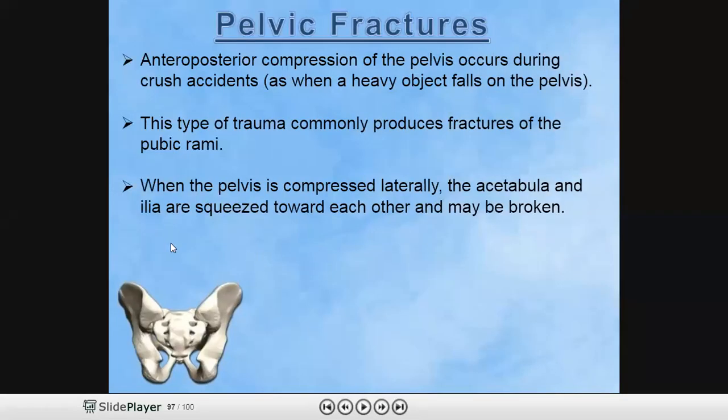So when you talk about clinical aspects, like pelvic fractures, we usually see the anteroposterior compression of pelvis occurs during crush accidents, as when a heavy object falls on the pelvis. This type of trauma commonly produces fractures of the pubic ramus of the pubis. When the pelvis is compressed laterally, the acetabula and the ilia are squeezed towards each other and they may be broken.